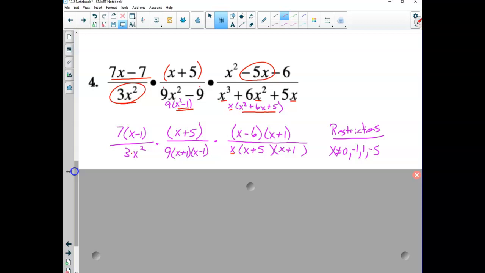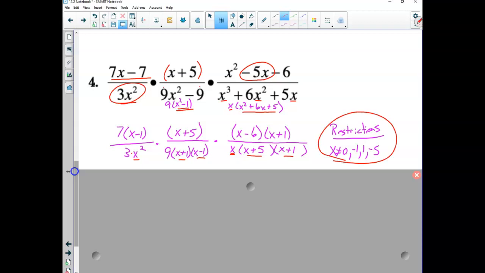Then I'm looking at my restrictions. I'm like, that one's a 0. That's a negative 1. That's a positive 1 restriction. That's a 0, but I don't need to list it twice. That's a negative 5. That's a negative 1, but I already listed it, so I don't need to list it twice. And I write out my restrictions over here.